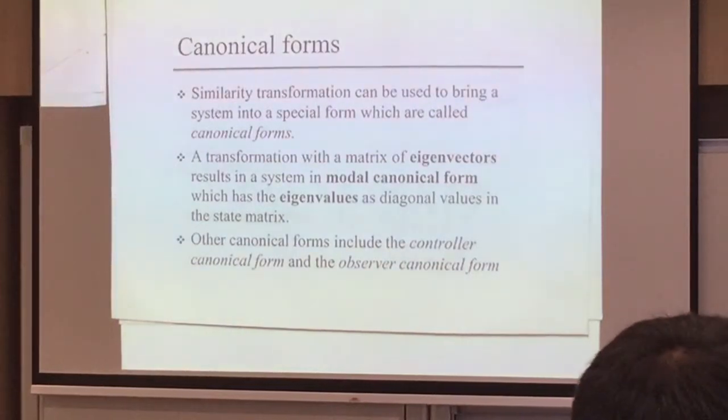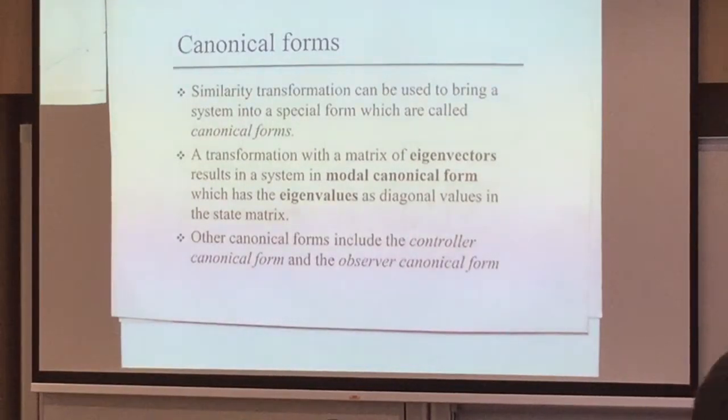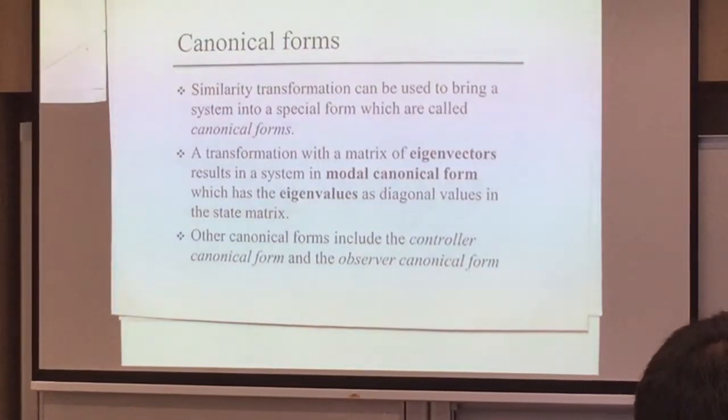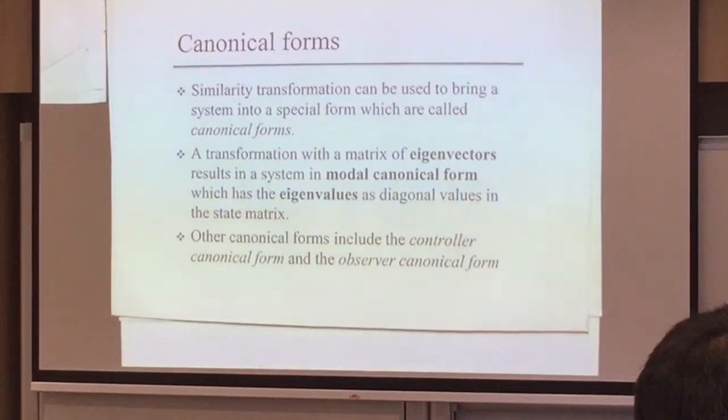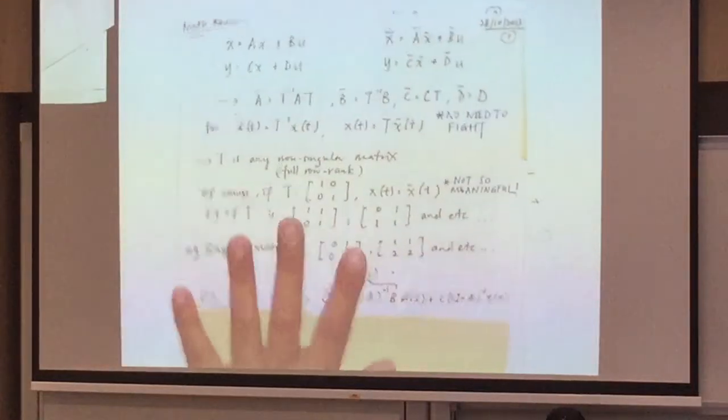Who understands eigenvectors and eigenvalues? Alright, so we need to revise some basic math here. For other canonical forms, just take note that we have the so-called controller canonical form and observer canonical form, and they can be related to similarity transformations. Okay, so some basic math revision.